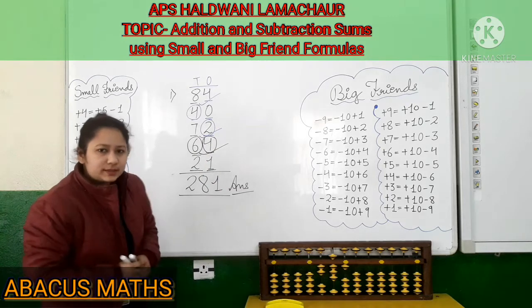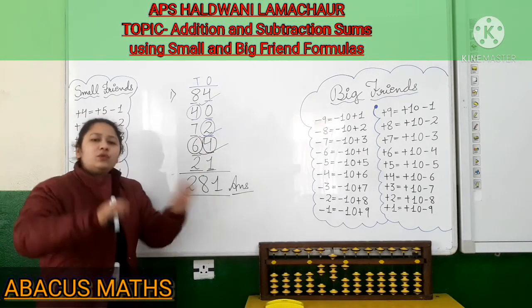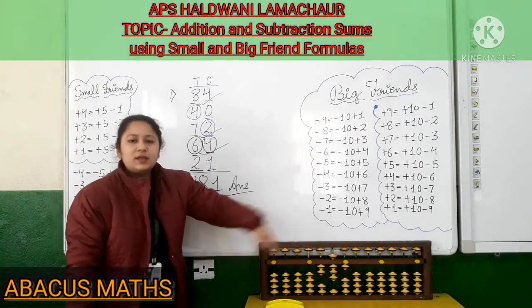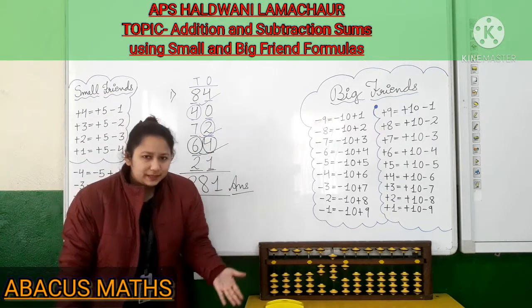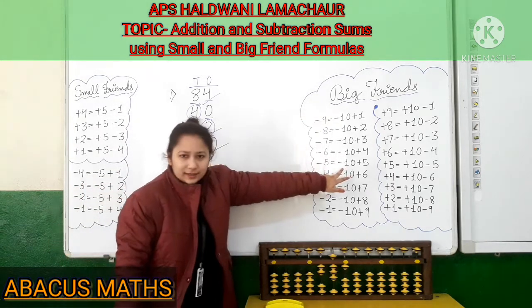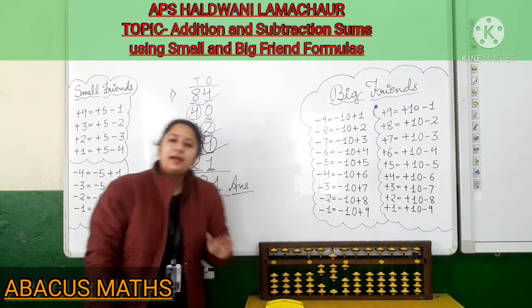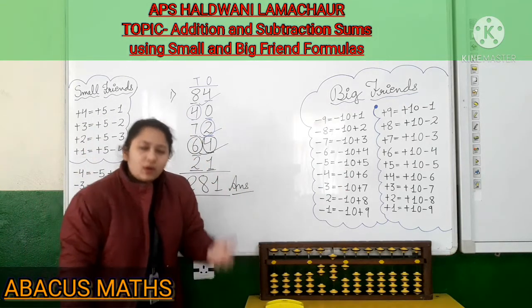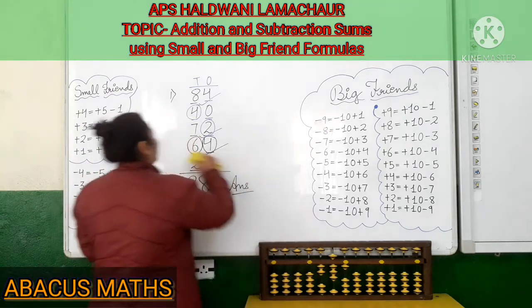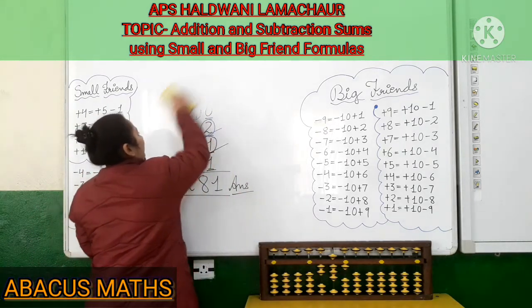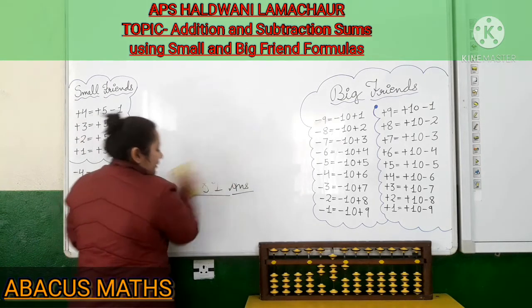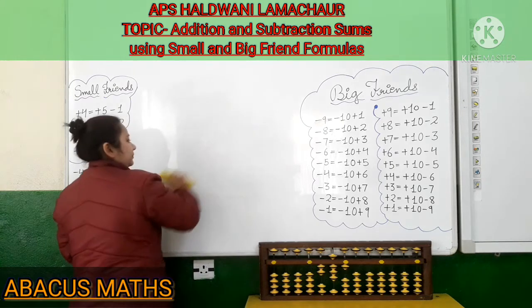I hope kids that you get this sum. You only have to use the small friends and big friend formulas when you get lack of beads. And just keep it in your mind that in big friends whenever you add 10 or subtract 10, you will add 10 in one rod up or you will subtract 10 in one rod up. Now we will move to our next sum kids. The students who have not got this sum, they can go through the second sum.